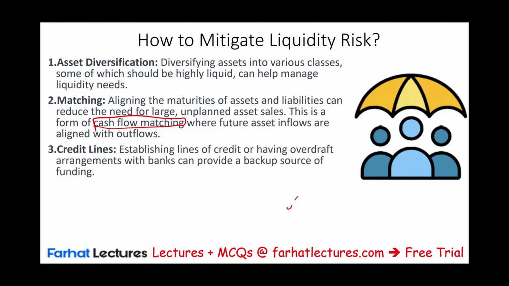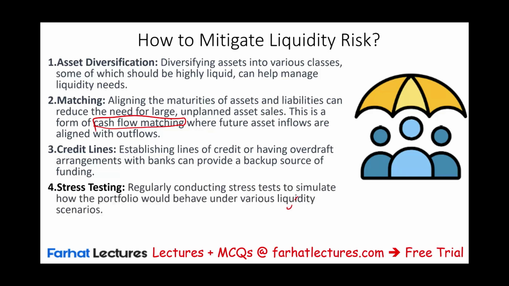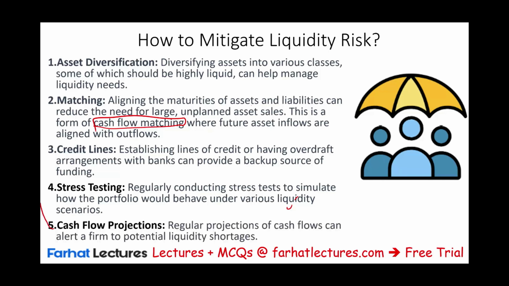Number three, credit lines. Always make sure you have a credit line readily available in case you run out of money, so the bank is ready to lend you the money, like a credit card. Number four, stress testing on a regular basis. Simulate what would happen if you lost money quickly. Can you recover? Number five, cash flow projection, which is the same thing as matching. Regular projection of cash flows can alert a firm to a potential liquidity shortage. You always want to match how much cash you need, how much cash inflow versus outflow.